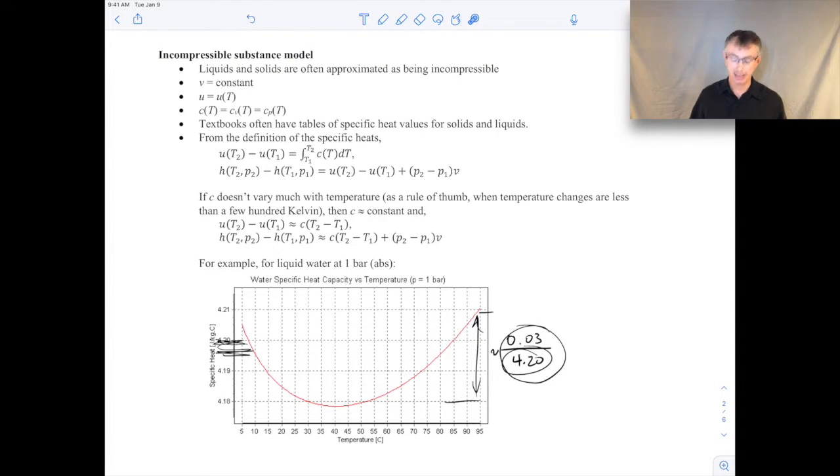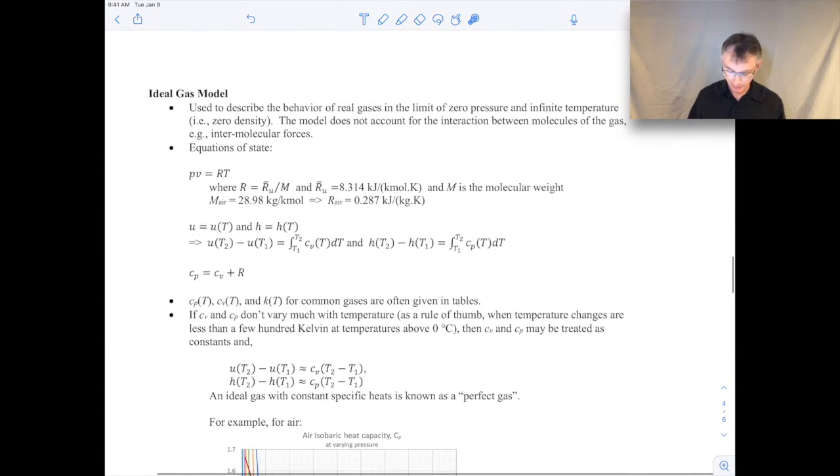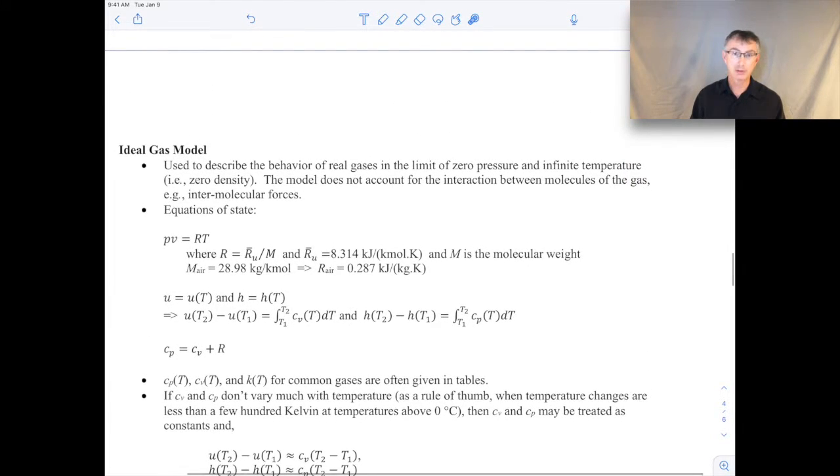Now let's move on to the ideal gas model. So the ideal gas model, again, I'm sure you have some familiarity with it from a previous course, and it's used to describe the behavior of real gases in the limit of zero pressure and infinite temperature. Basically, in the ideal gas model, the assumption is that the molecules of the gas don't interact with one another. There are no intermolecular forces. So it's really the limit of going to zero density. So the molecules are spaced far apart so that they don't really interact. But we can still use the ideal gas model under normal engineering circumstances. It still works pretty well.